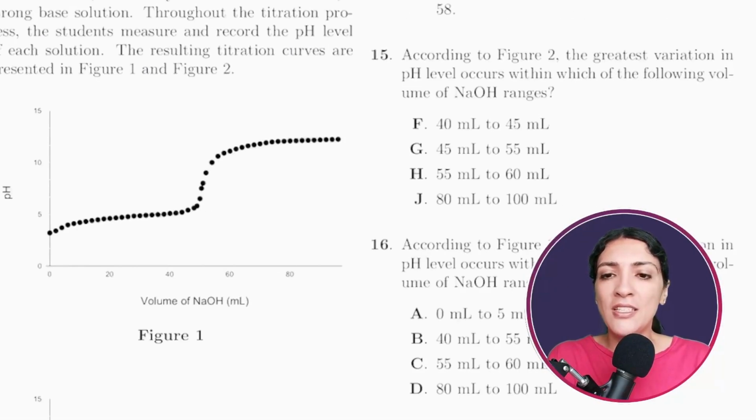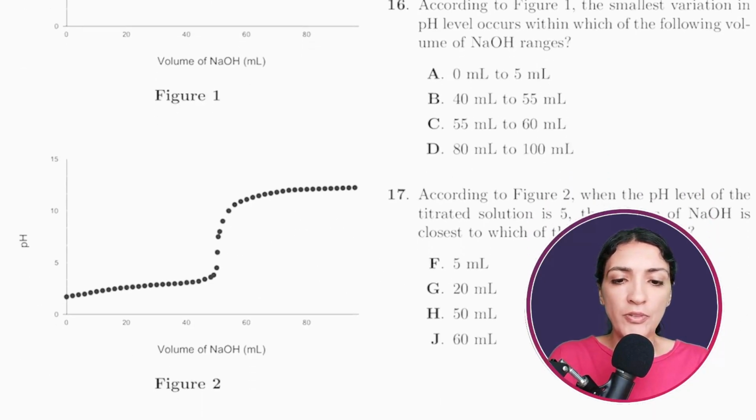Question 15 is asking us to look at figure 2, so that's the where. The who is the greatest variation in pH level. And the why is because we're finding their corresponding volume. Question 15 is one of those that it might be easier to start with looking at the answer choices. So the first choice, F, is saying that the volume is increased from 40 to 45. So let's look at figure 2.